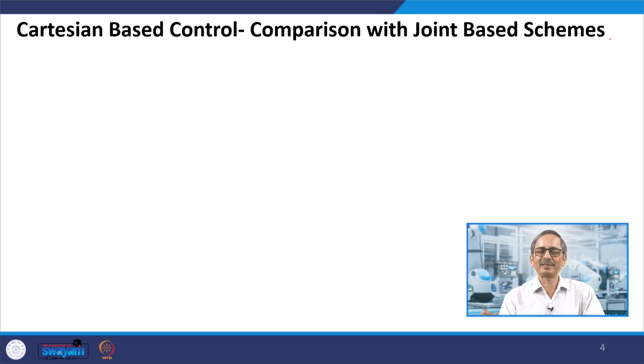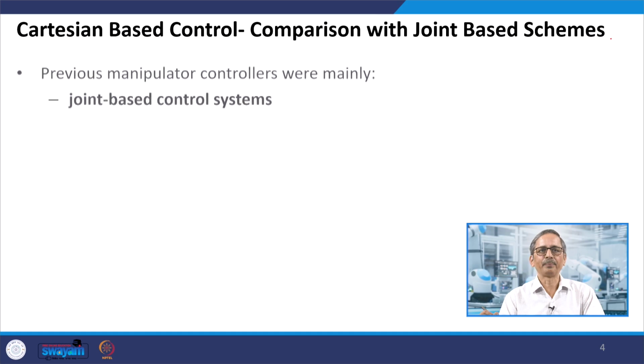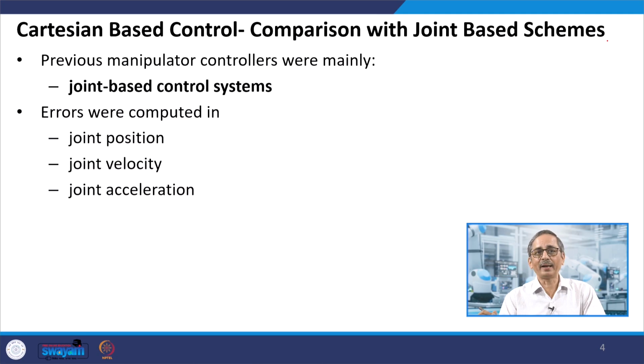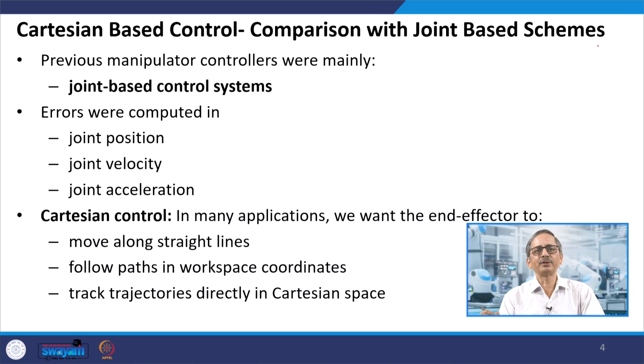Okay. So, we have seen the joint base scheme in detail. How were these joint based control systems done? There we were basically calculating the error in the joint position, joint velocity and joint acceleration. And you see in many applications we want the end effector to move along a straight line, or follow a path in workspace coordinates or track trajectories directly in the Cartesian space. So, from this the requirement of the Cartesian control comes.